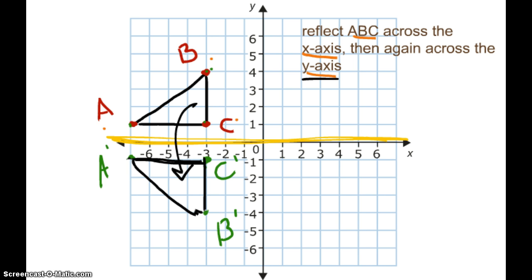Now let's reflect it over the y. Well, where is the y-axis? Here is the y-axis. So let's take A prime, B prime, C prime and flip it over the y. Let's begin with C prime. C prime is 3 units from our line of reflection, the y-axis. So I'm going to take -3 and flip it over here to +3. So now that's my C double prime.